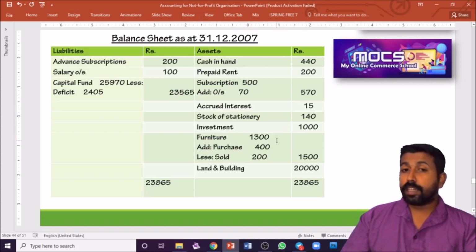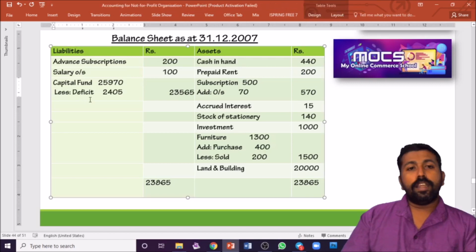Furniture we have to find out the value. Opening value 1300. Purchased furniture from the payment side 400, and also from the receipt side there is a sale of furniture for rupees 200. Land and building there is no change, 20,000. Subscription received in advance at the end of the year 200. Salary outstanding for that year 100. And also we are taking the capital fund from the previous opening balance sheet, 25,970 less deficit 2,405. We will get 23,565. So that balance sheet is tallied.